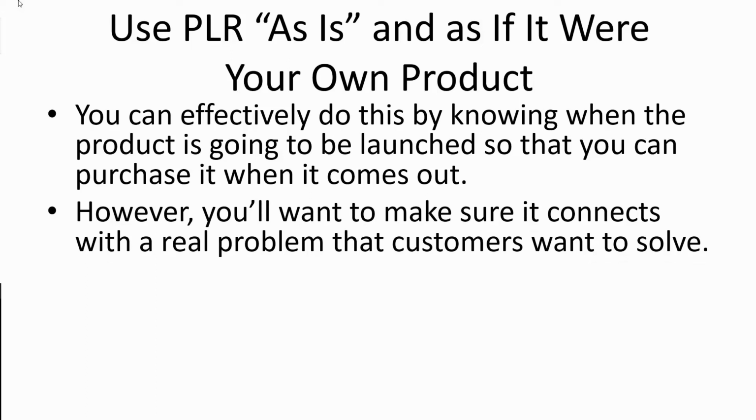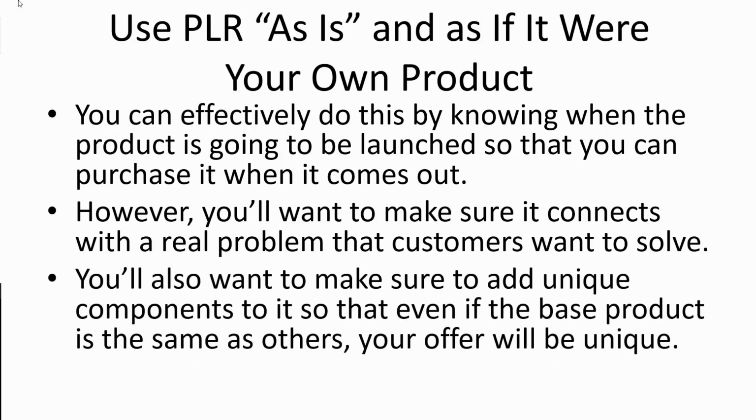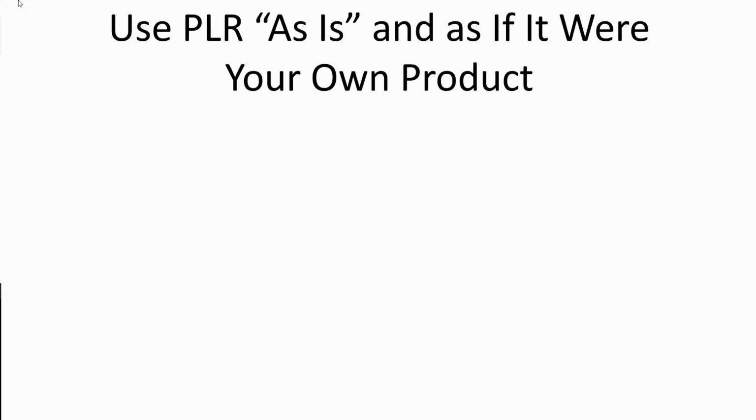Now, obviously, you're going to want to make sure it connects your customers to a real problem that they're having or one that they want to solve. And when you do that, what you're doing is you're going to be tailoring the PLR product to meet a particular need, or angling it or slanting it so that it's talking about something that they really do have an interest in. And to do that, you're going to want to make sure that you're adding very unique components so that even if the base product all by itself is going to be the same as others are selling, your offer is still going to be unique because you're still adding those unique aspects, unique components, and you are pushing it toward a particular problem that you know they're having.